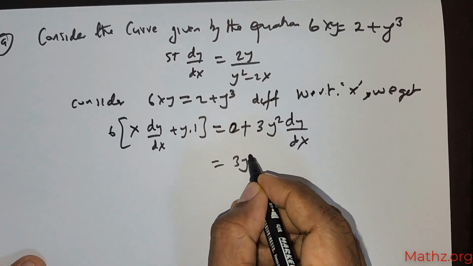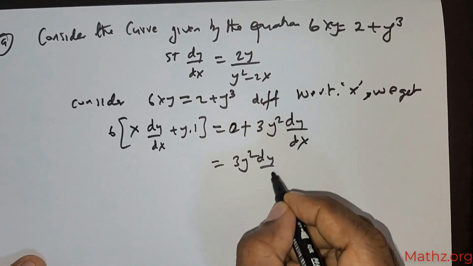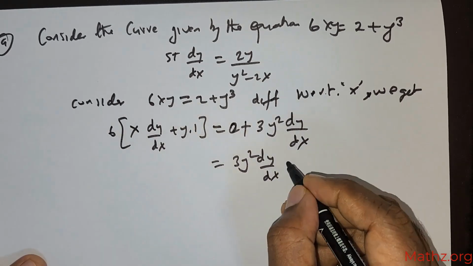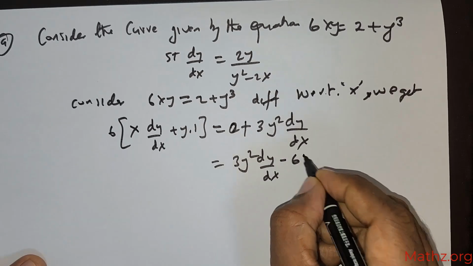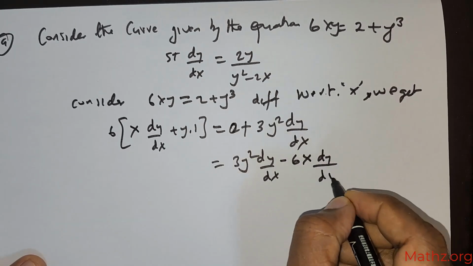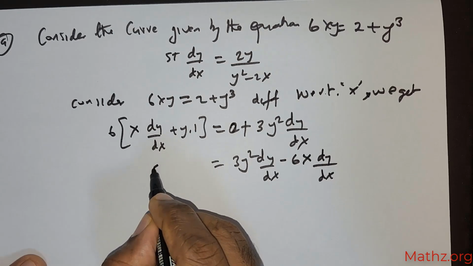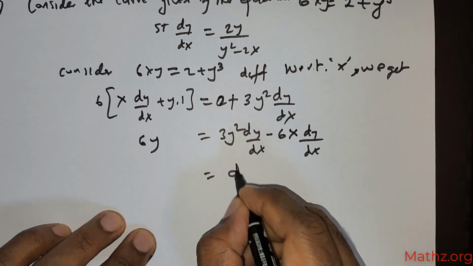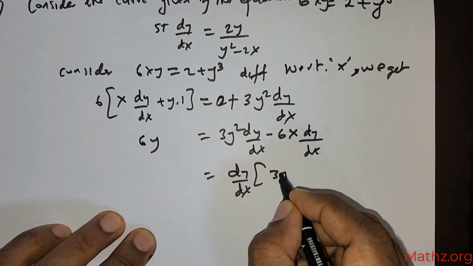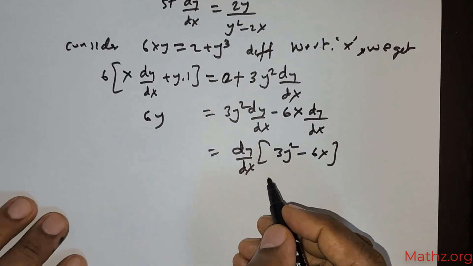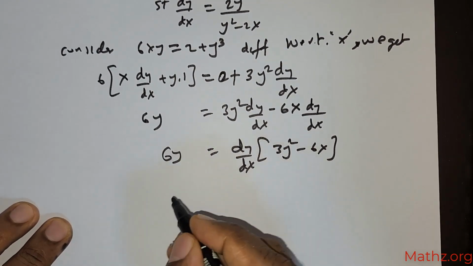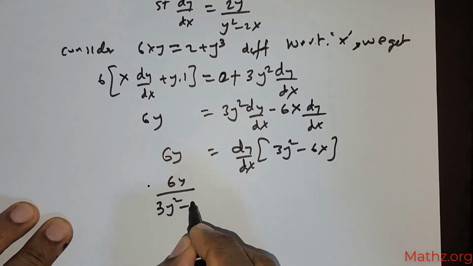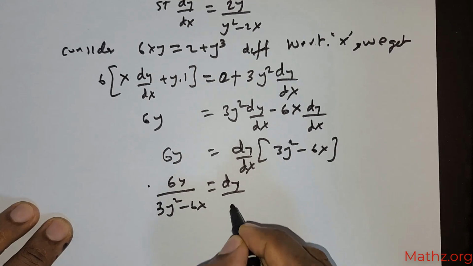So what I'm going to do, I'm going to retain 3y squared dy/dx on this side, and I'm going to move this to the other side. So this is nothing but -6 times x dy/dx, and I will retain 6y on the left. So I'm just distributing it and retaining it. So now you take dy/dx out, so you get (3y squared - 6x). Now on the left you got 6y, push everything down, and this is going to be 6y divided by 3 times (y squared - 6x), which is equal to dy/dx.